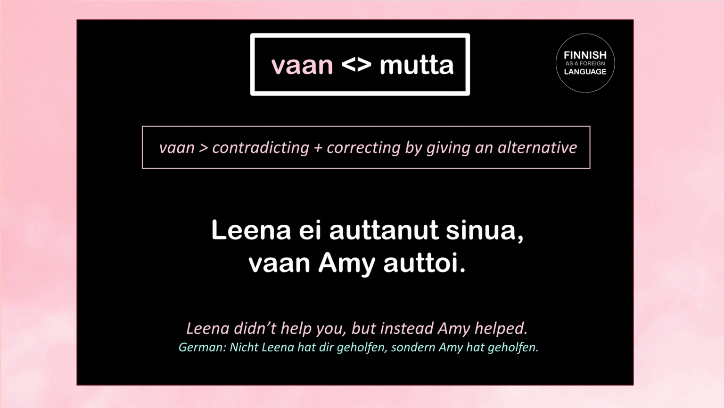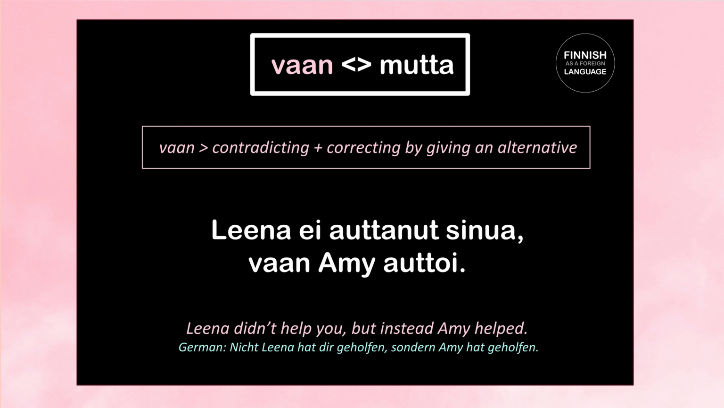So to explain it easier, let's say someone said, Leena helped me. But you know the truth, and you know that it wasn't Leena who helped this person. So that's when you say Leena ei auttanut sinua, vaan Amy auttoi. Leena didn't help you, but Amy did. So as you see here with the first part of the sentence, we are introducing a negative sentence in order to correct the person's wrong assumption. And when we look at the second part of the sentence, with the conjunction vaan, we correct the wrong assumption and we also share who was the actual person who helped. It was actually Amy who helped.